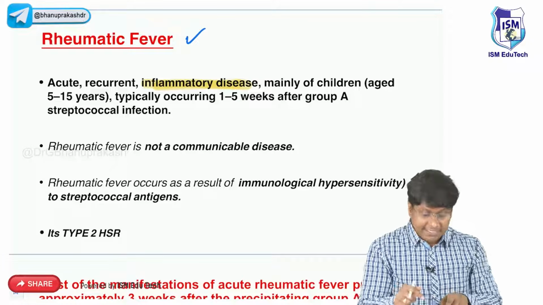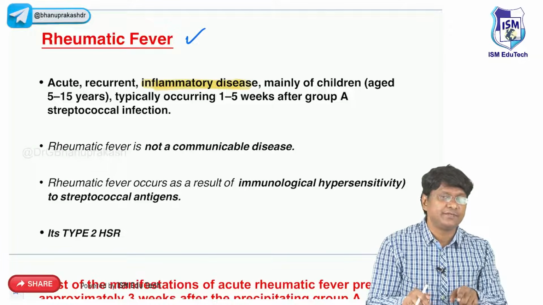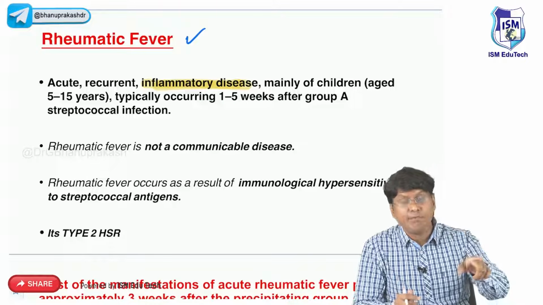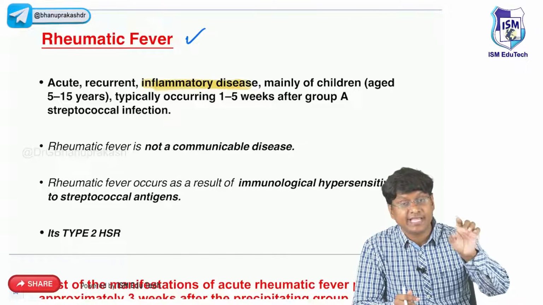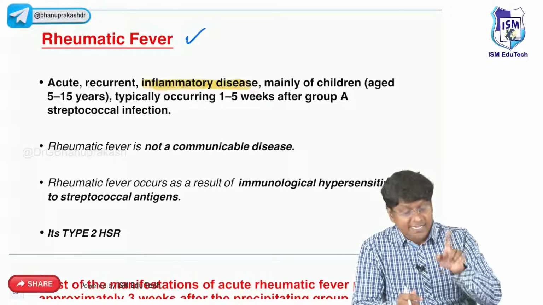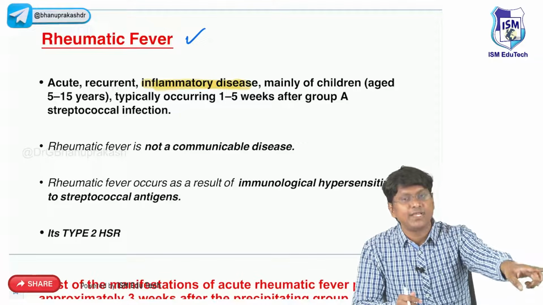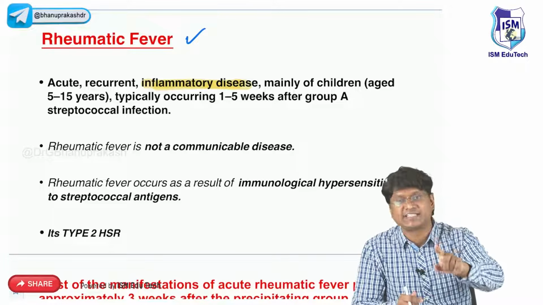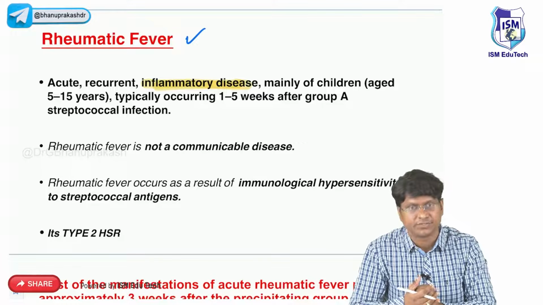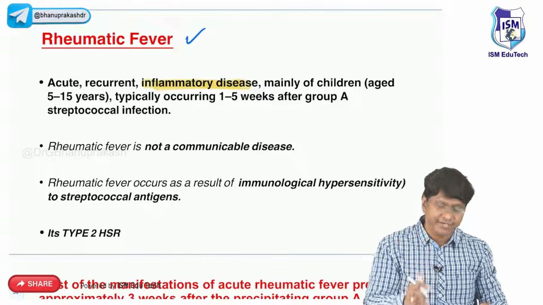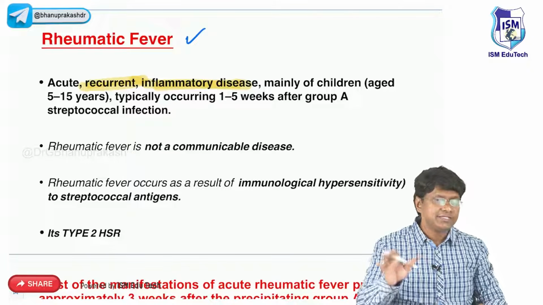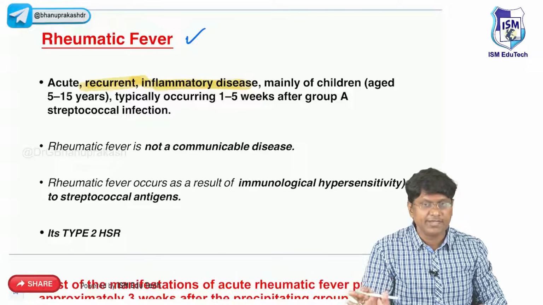That is because the pathogenesis in rheumatic fever is that our immune system will act against the M protein component of the group A beta hemolytic streptococcal cell wall. The antibodies formed against the M protein will be acting on the connective tissue of the individual. That is why it's an inflammatory disorder and it is a recurrent disorder. Because it is recurrent, these patients will require penicillin prophylaxis.